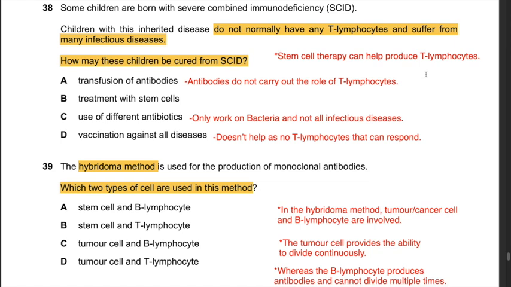B. Treatment with stem cells. Yes, stem cell therapy can help produce T lymphocytes and therefore aid in the role of T lymphocytes acting on pathogens and preventing the formation of infectious diseases. Therefore, B is a possible answer. C. Use of different antibiotics. Antibiotics only work on bacteria and not all infectious diseases, because infectious diseases can be caused by viruses too. Hence, C is incorrect. D. Vaccination against all diseases doesn't help as no T lymphocytes are produced that can respond. Therefore, B is the possible answer.